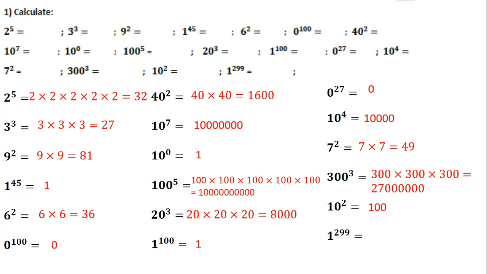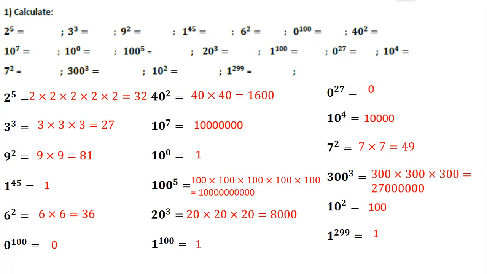Hassan Fouani, 1 to the power 299. What's the answer? Yes, miss. First, we don't multiply 1 by 299 because the answer will always be 1. So the answer is 1. Yes, thank you, Hassan Fouani, for your details. When the base is 1, we do not multiply 1 by itself 299 times. We directly write the answer 1.